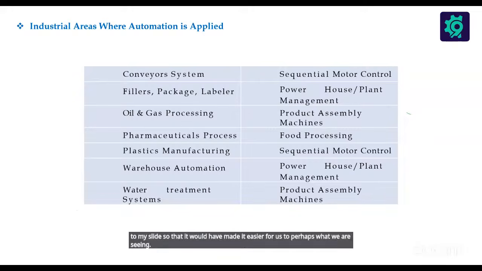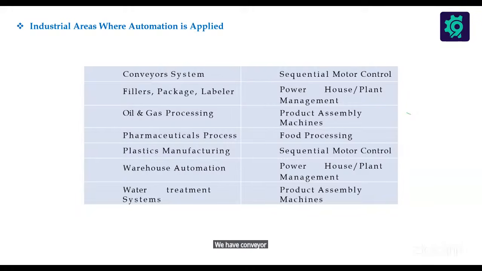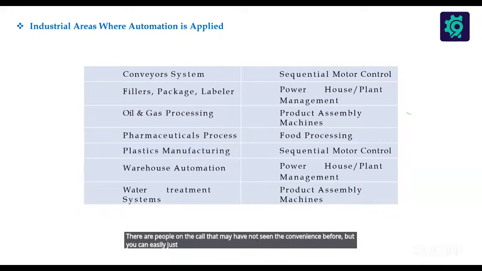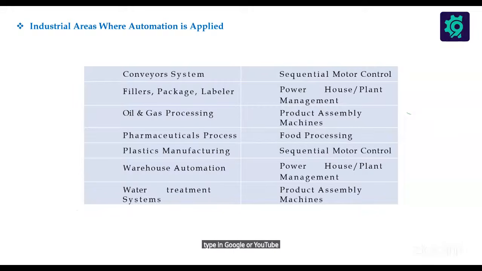So we have conveyor systems. There might be people on the call who have not seen a conveyor before, but you can easily type in Google or YouTube and watch a video of a conveyor system. Just type conveyor systems in industrial process or conveyor system in an industry. Can you still hear my voice? Because like I said, my voice only goes down.